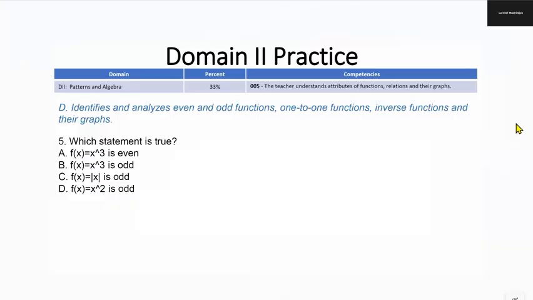Here we go. This is still domain 2. Algebra and patterns. Competency 5005. Teacher understands the attributes of function, relation, and the graph. Under that, there's a D: identifies and analyzes even and odd functions.